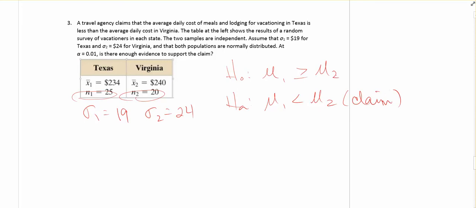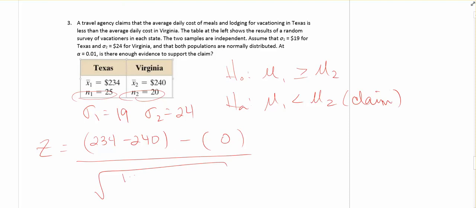The table to the left shows the results of a random survey of vacationers. They're independent, and we are going to use z since sigma is known. So you find z just like we've done in all the other examples by subtracting the 2 means. You're going to subtract the 2 population means, which since we're assuming they're the same will be 0.